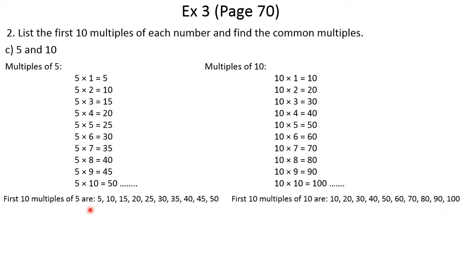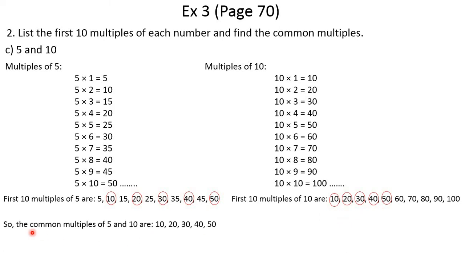Kids, let's now observe for the common multiples for both the numbers. So here you may observe that number 10 is the multiple of 5 as well as 10. Same is the case with number 20. Same is the case with number 30. Same is the case with number 40 and number 50. So we will encircle all these numbers. So now we have got the common multiples of both the numbers. So you will write the common multiples of 5 and 10 are 10, 20, 30, 40, 50.